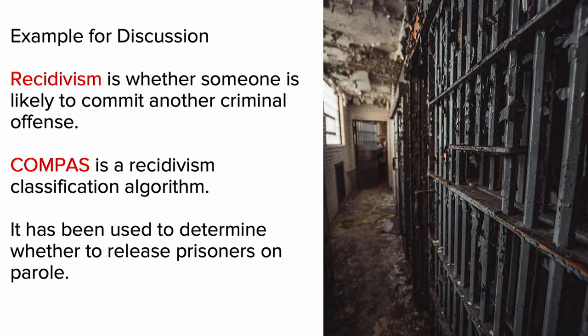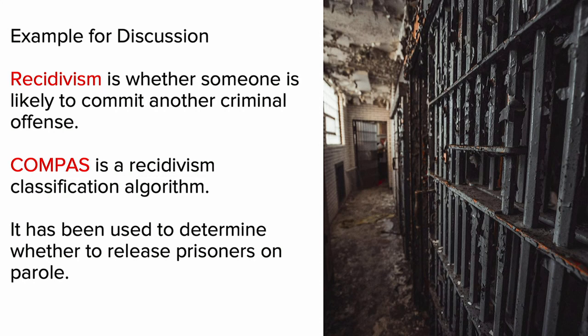Okay. So the example we're going to focus on in the worksheet is an even more controversial algorithm. It's an algorithm in the criminal justice system, and it's used to predict something called recidivism. This is a word you probably haven't heard of, but you're going to get to know a lot in the next 20 minutes. Recidivism is whether someone is likely to commit another criminal offense. So if someone's already committed a criminal offense, to recidivate is for them to commit another criminal offense after.